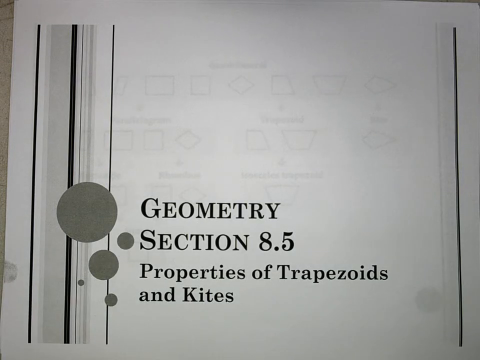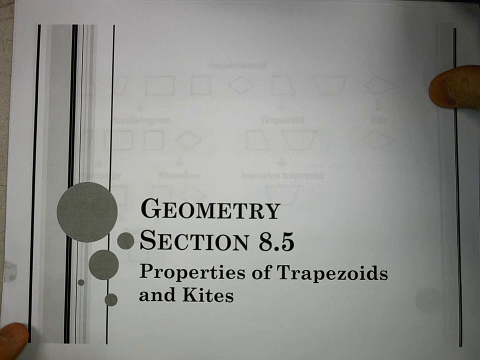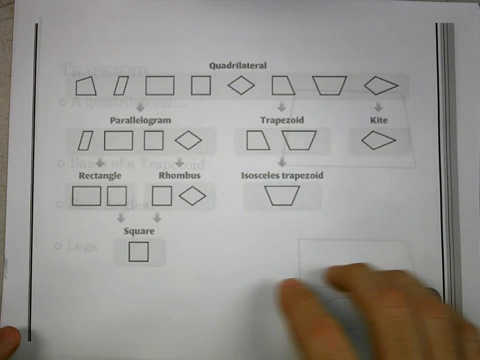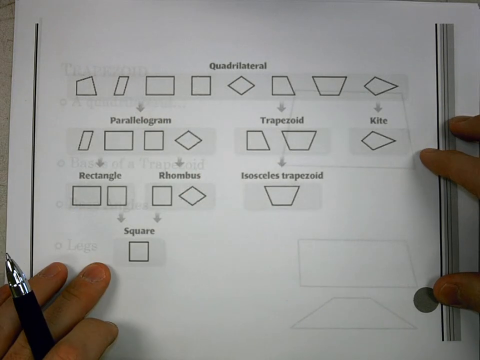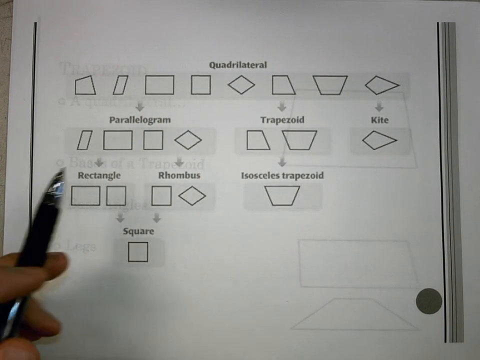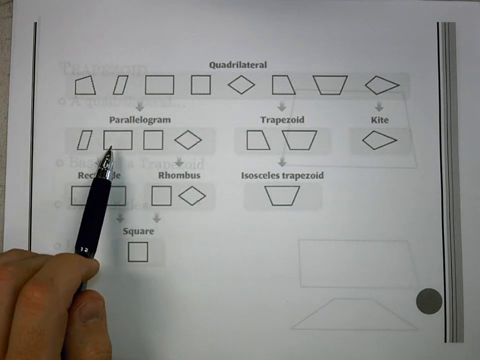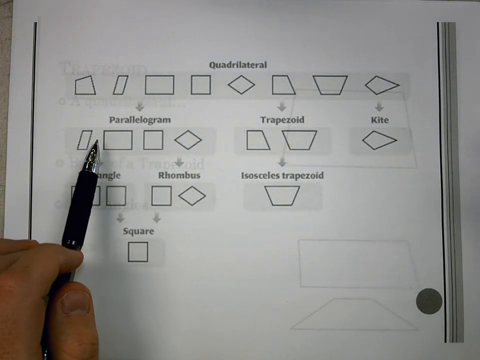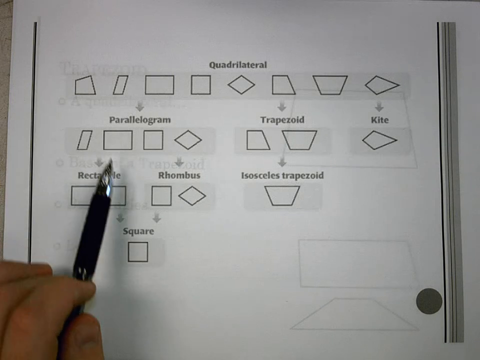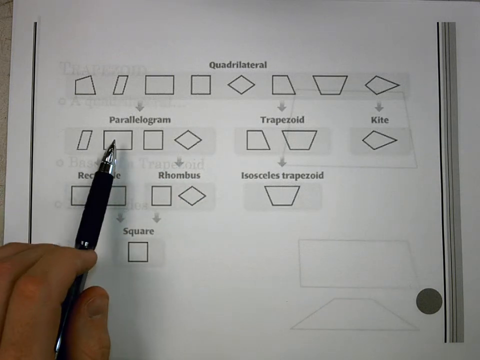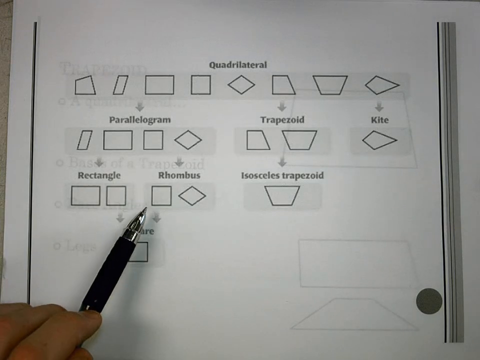For section 8.5, we're looking at the properties that come with trapezoids and kites. What we've done so far is talk about strictly parallelograms and the shapes within, which we can think of as the parallelogram family. If you go back to 8.2, we looked at the properties that came with a parallelogram. 8.3 were the ways to prove you had a parallelogram. 8.4 was rectangle, rhombus, and square. All of them were parallelograms, just special cases.